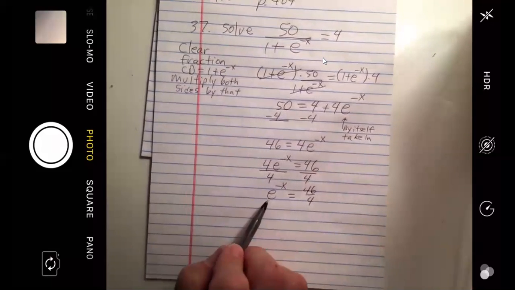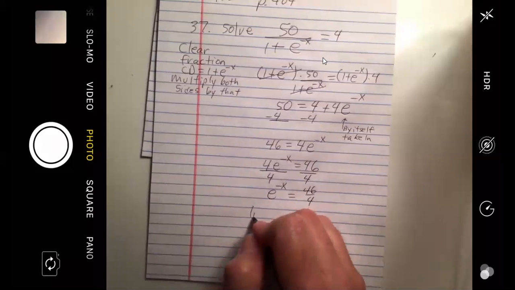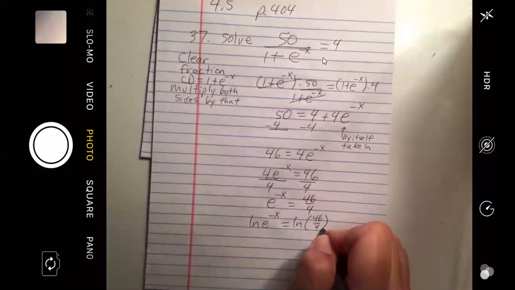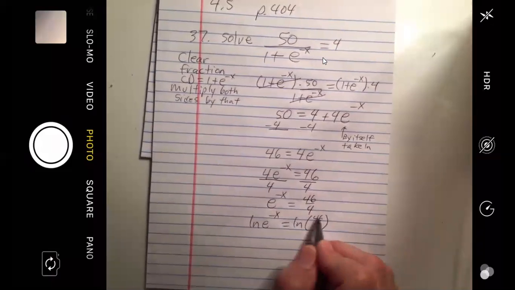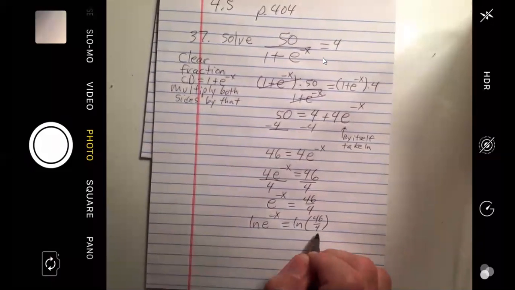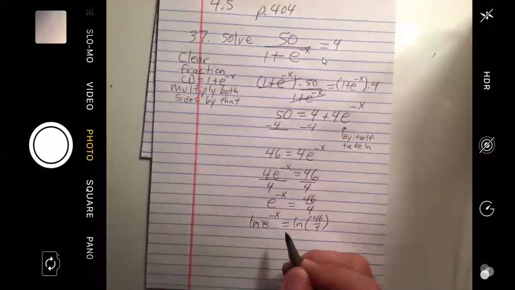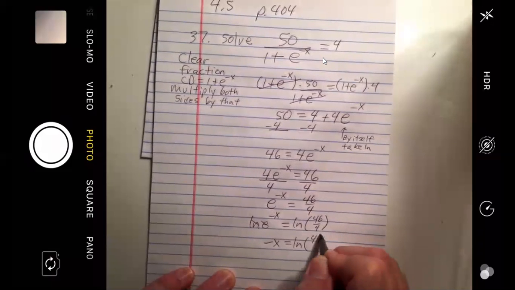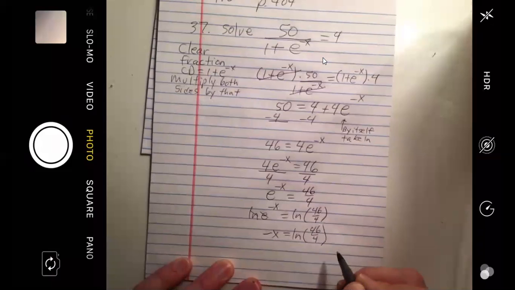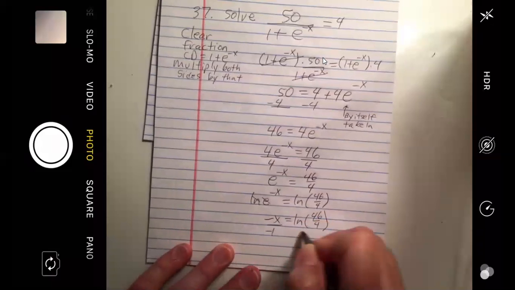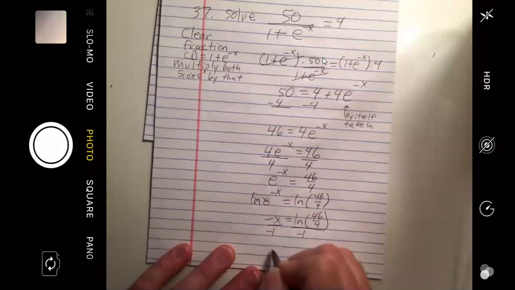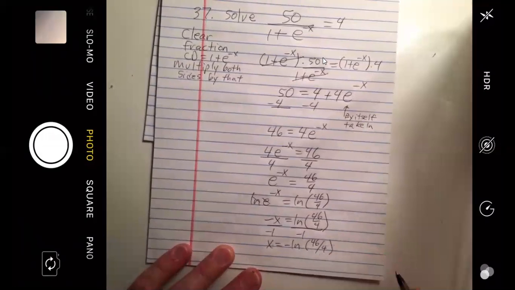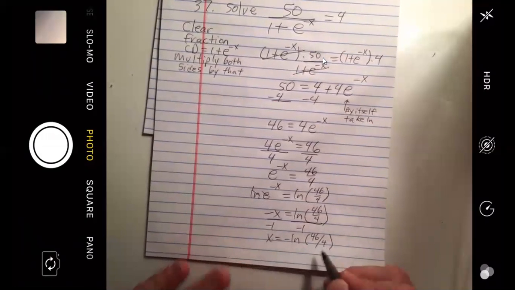Now I'm ready for the ln. ln of 46 over 4. I'm putting it in parentheses because it's got to be or it won't punch right. These do directly undo. That leaves the negative x equals ln of 46 over 4. And the final move is to divide by negative 1, and that'll just turn it to a negative ln of 46 divided by 4. And that's sort of the exact form.